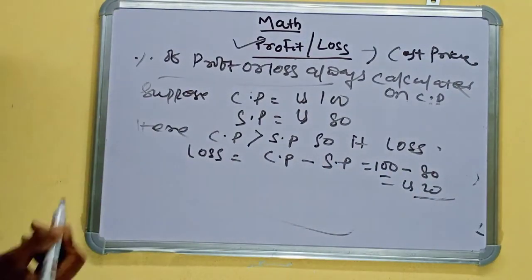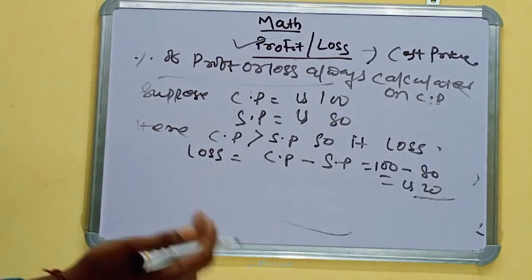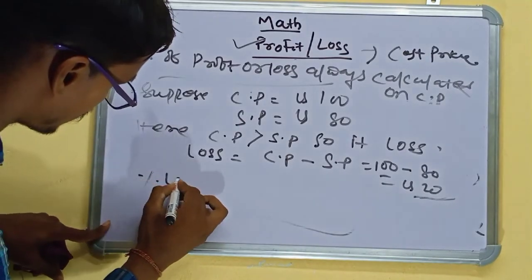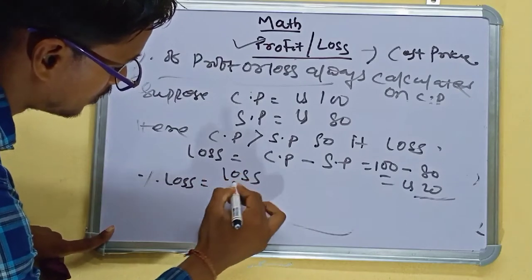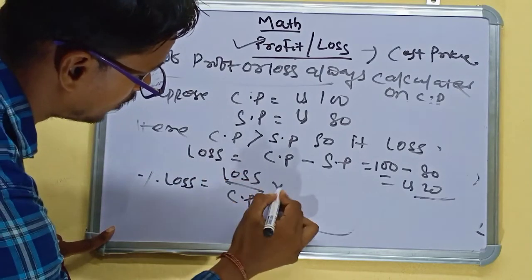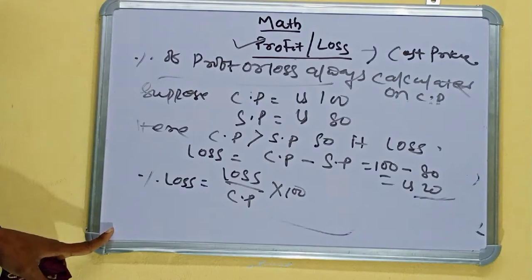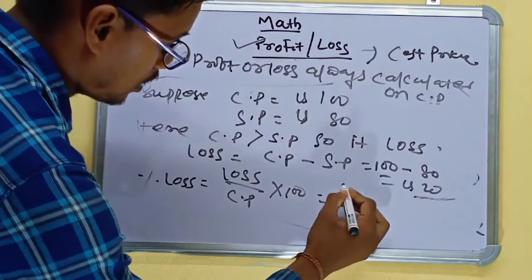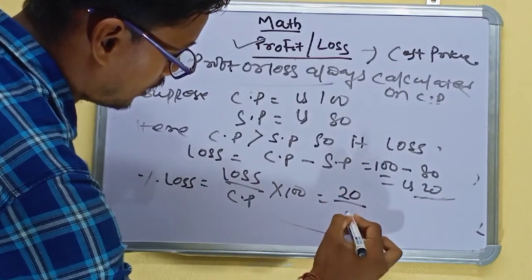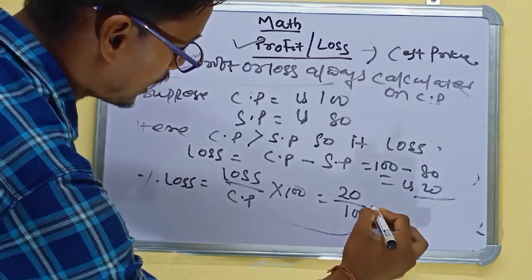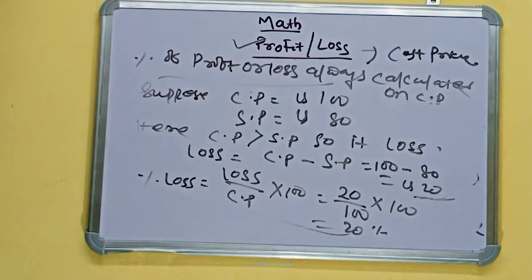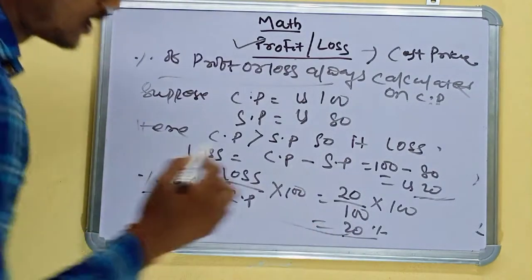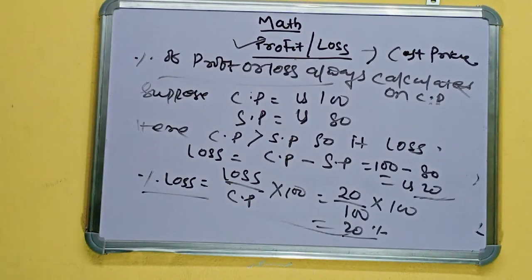Next, how to calculate the percentage of a loss. This is the formula: loss divided by CP into 100. Loss is 20 divided by CP 100 into 100 is 20%. Here percentage loss is 20%.